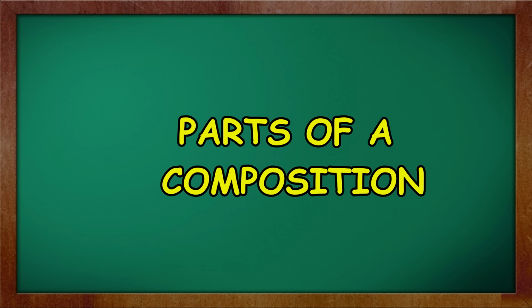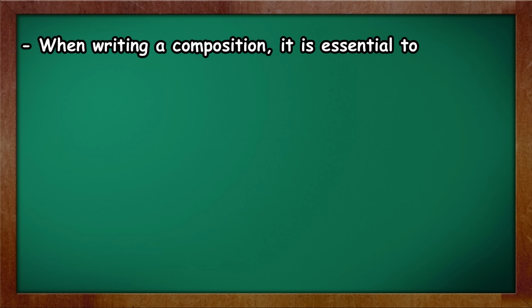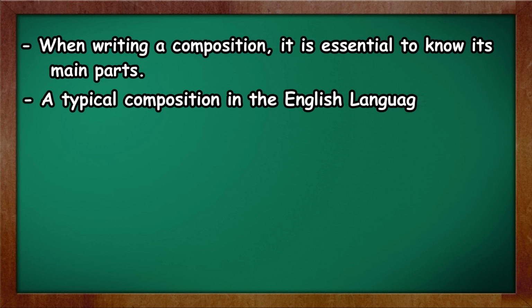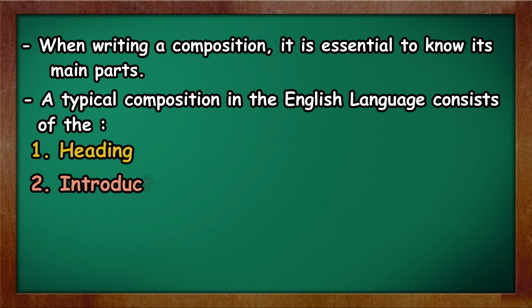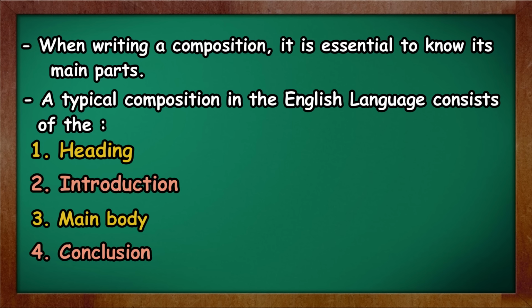Here we are with the parts of a composition. When writing a composition, it is essential to know its main parts. A typical composition in the English language consists of the heading, introduction, main body, and conclusion.